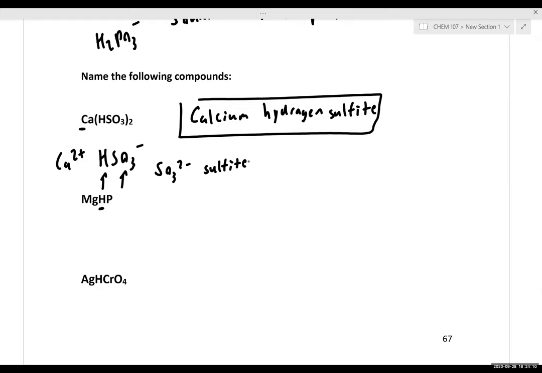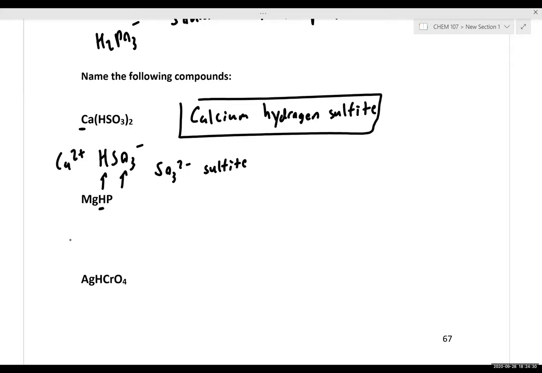Is that hydrogen, H-Y-D-R-O-G-E-N? Yes. Okay, let me rewrite this just to make it a little bit easier. Yep, it's hydrogen rather than hydra. Does that make sense? Yes, thank you.